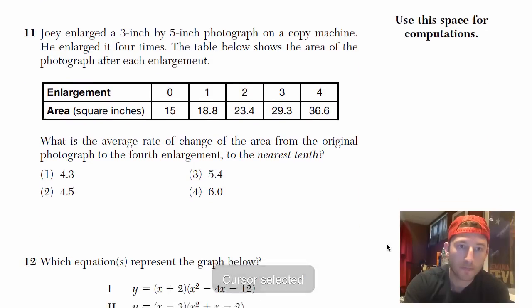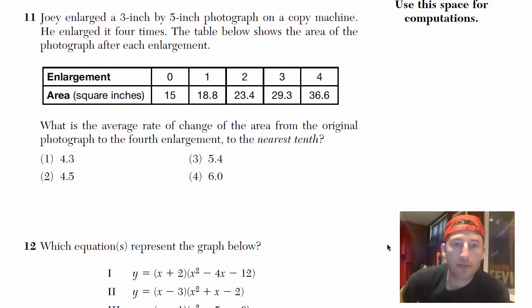You got 2 more. Joey enlarged a 3-inch by 5-inch photograph on a copy machine. He enlarged it 4 times. The table below shows the area of the photograph after each enlargement. All right, so the question is, what is the average rate of change in the area from the original photograph to the 4th enlargement to the nearest tenth?